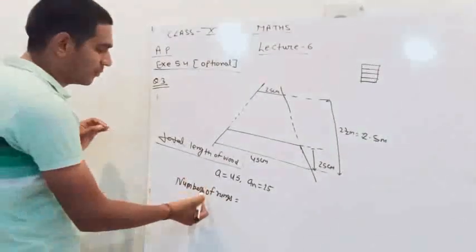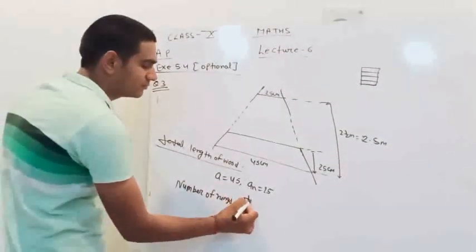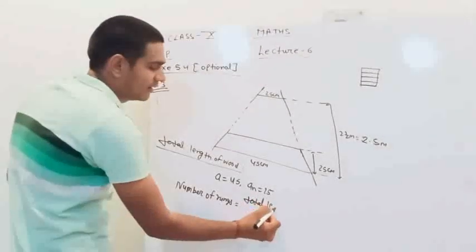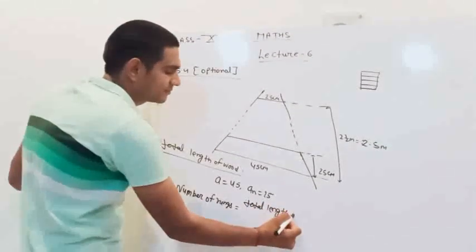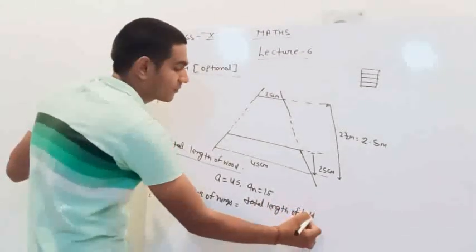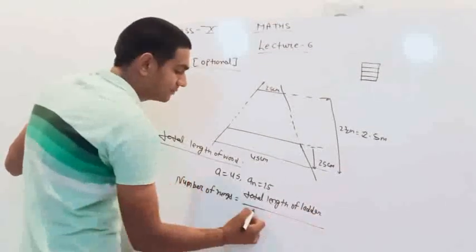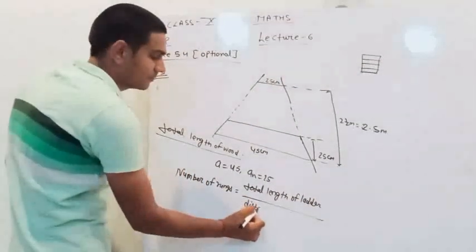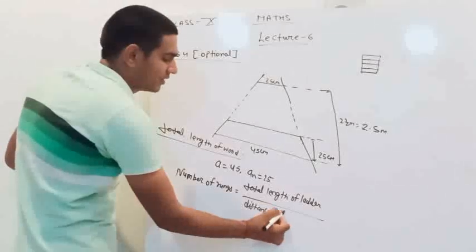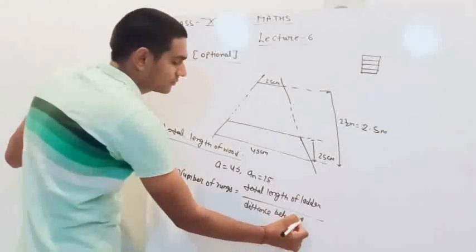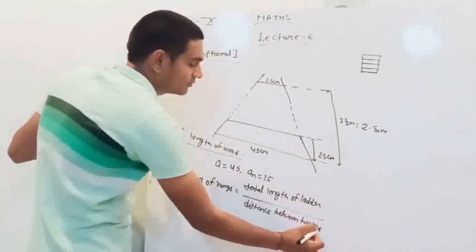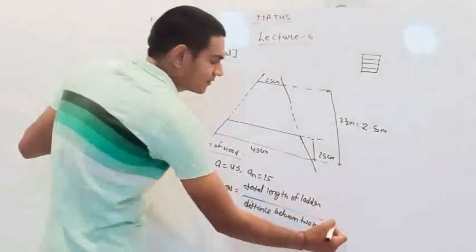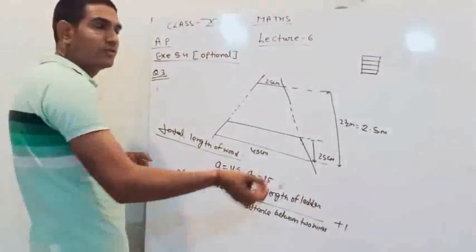So number of rungs is equal to total length of ladder divided by distance between two rungs plus 1. Understand why we will do plus 1 here?